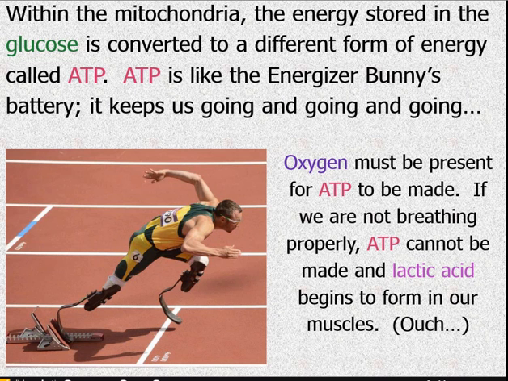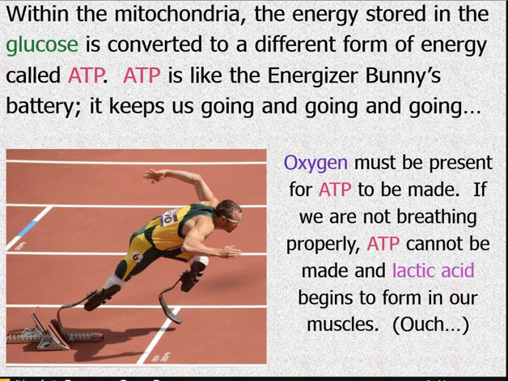All right, within the mitochondria, the energy stored in glucose, which we're going to learn about later, is converted to a different form of energy called ATP. ATP is just like the Energizer Bunny's battery. It keeps us going and going and going. But the part that's really kind of cool is that oxygen has to be present for ATP to be made.